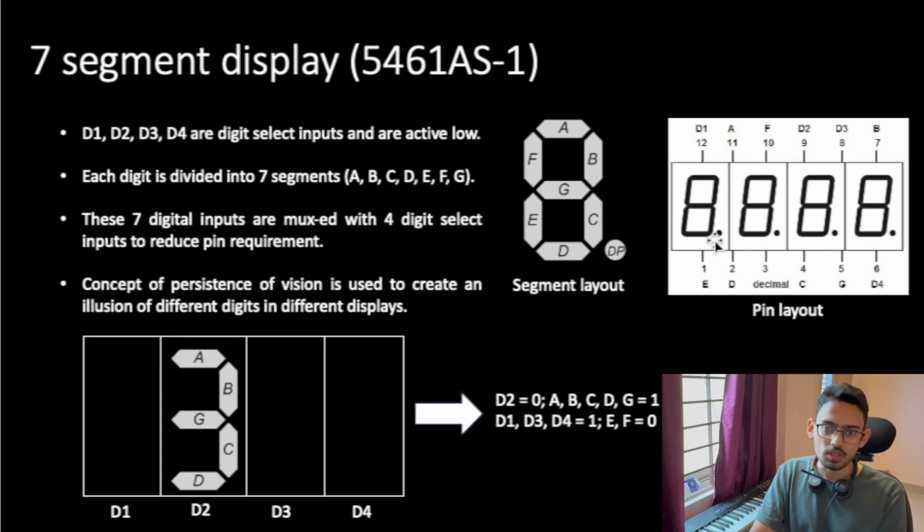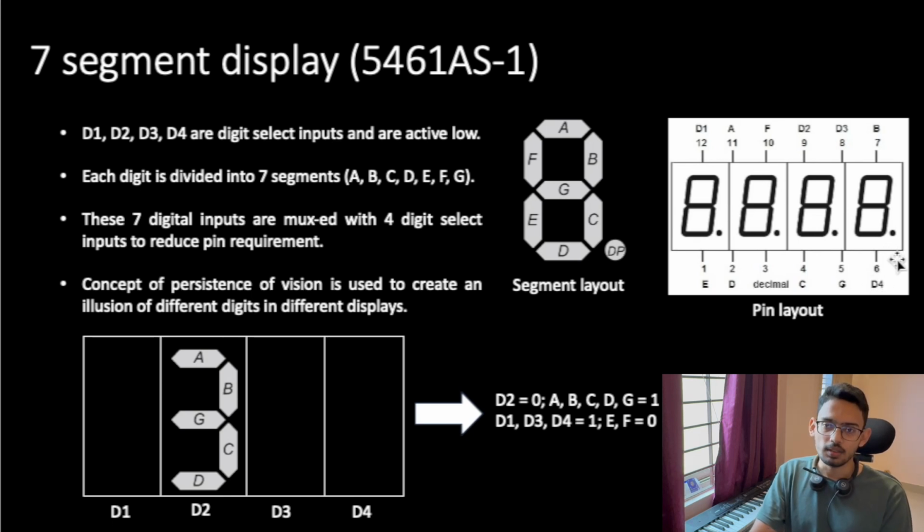So for example, if we want to display 1 here, we would activate segments B and C and D1, so that segments B and C are activated for all the displays, but since only D1 is activated, 1 is displayed on the 1st digit. At the next instant, we would activate 2, so the segments corresponding to 2 would be A, B, G, E and D, and then we activate D2 at the same time. Although the segments for 2 are activated in all the digits, since only D2 is activated, 2 is displayed here. Similarly, 3 is activated for D3 when D3 is given as high, and similarly 4 at D4.